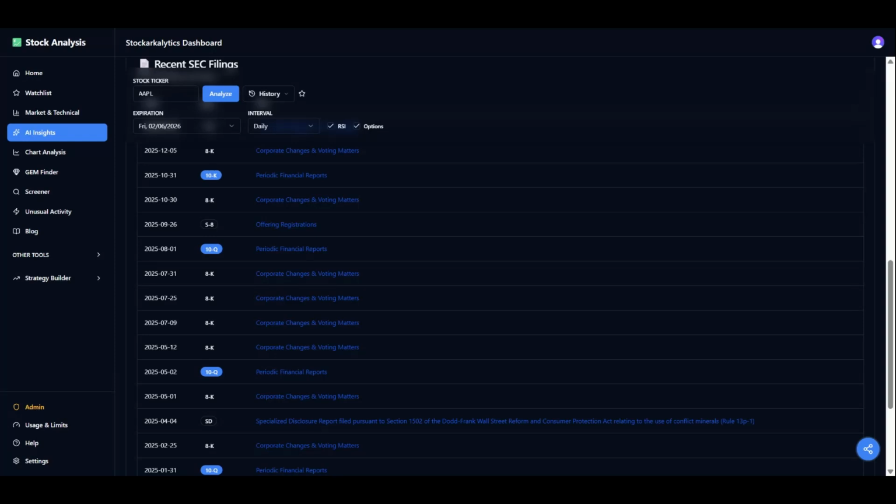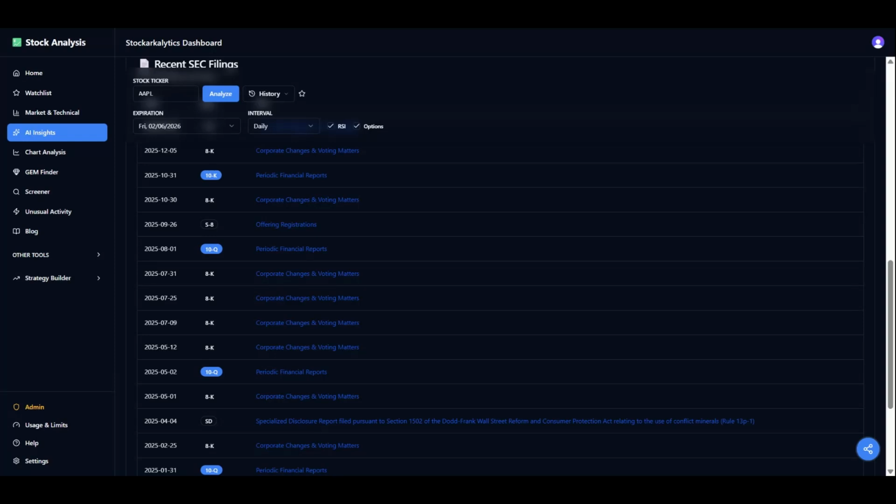So if you're ever trying to confirm what actually changed, this is where you go. It's the cleanest way to separate rumors from official disclosures. And the reason that matters is filings often explain what drives the shifts you saw earlier, like changes in analyst targets, insider activity, or institutional positioning.